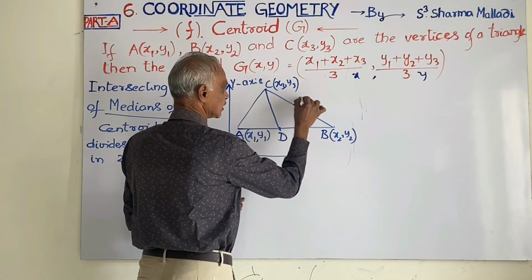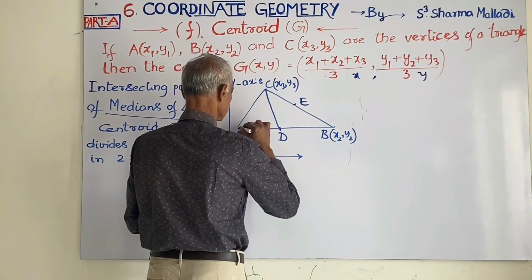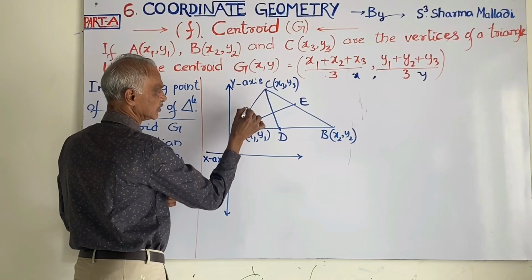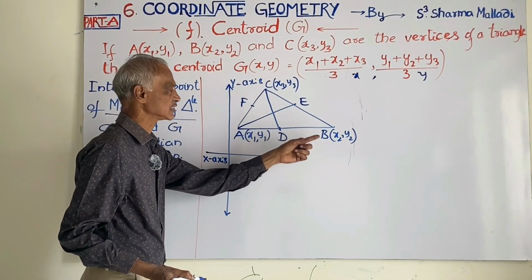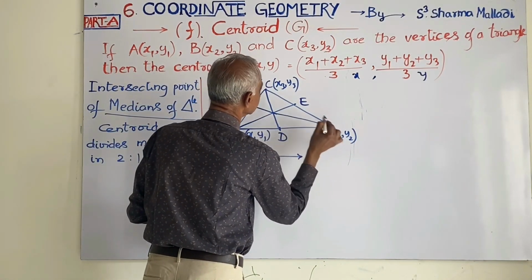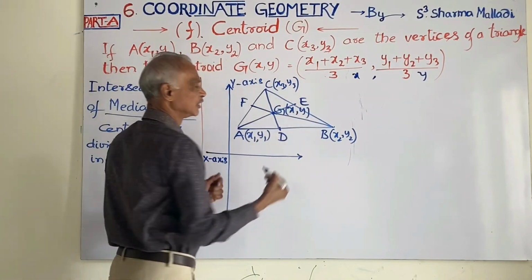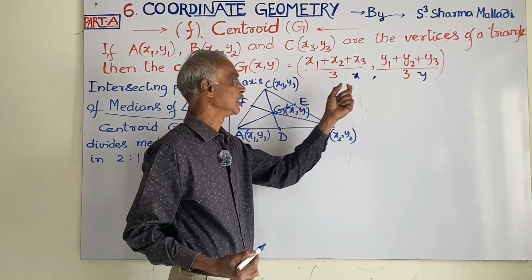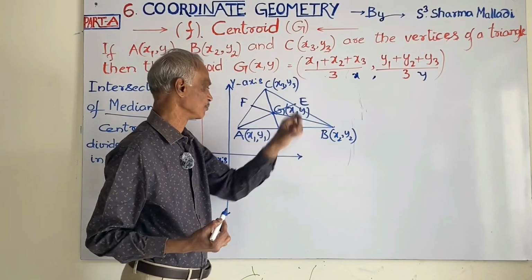D, you take this as the midpoint of BC. You join A and D. And also you take the midpoint of AC. That will be F. You join the vertex B and F. And you will get the centroid G (x, y). We have to show that x is in the form of (x1 plus x2 plus x3) by 3 and the y coordinate will be in the form of (y1 plus y2 plus y3) by 3.